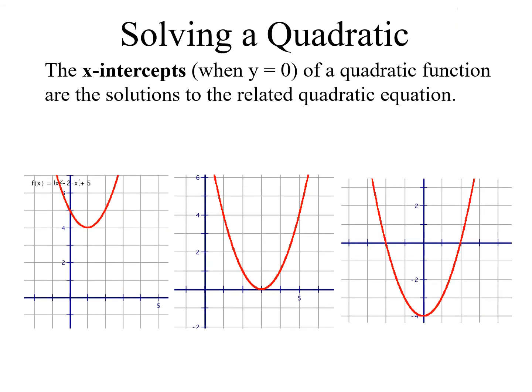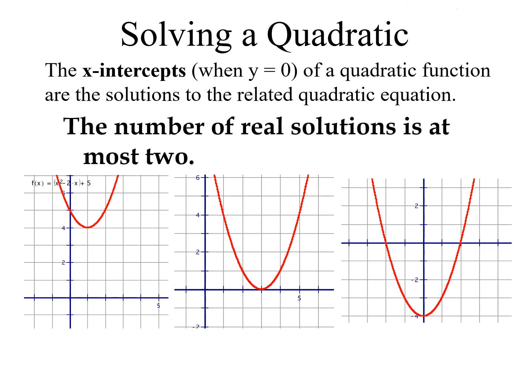So now let us solve a quadratic function. The x-intercepts, when y equals 0, of a quadratic function are the solutions to the related quadratic equation. So the number of real solutions is at most 2.